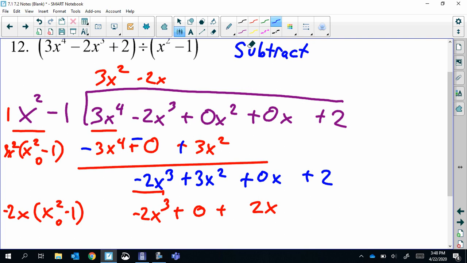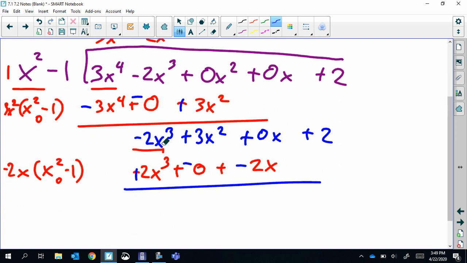Alright, and then, so that was distribute. Our next step is subtract. So change that, change that, change that. Cancels out. 3 minus 0. 0 minus 2. And then there's just that 2. We're just going to keep it.